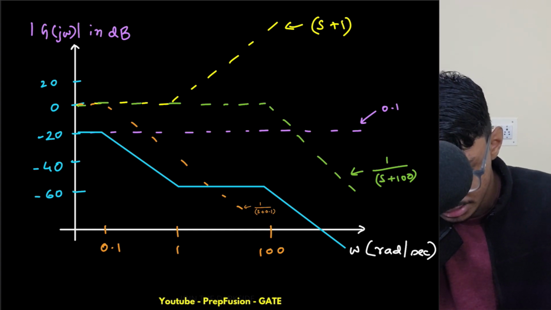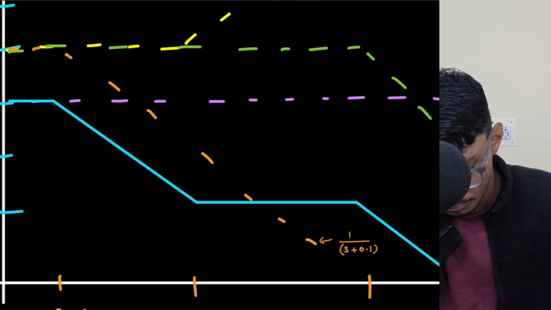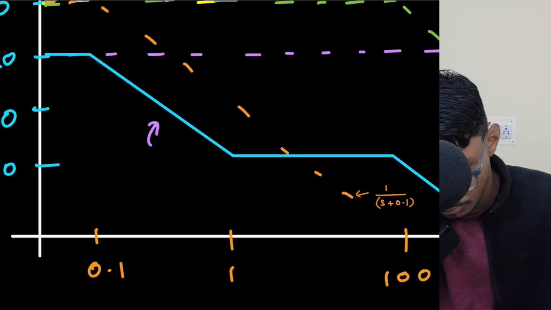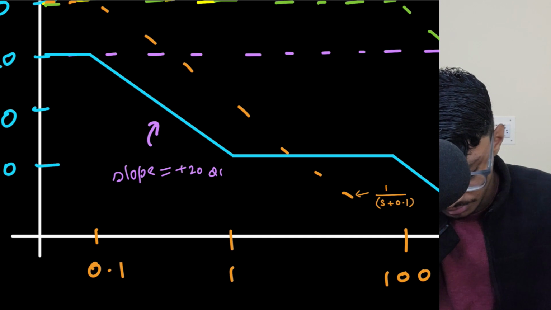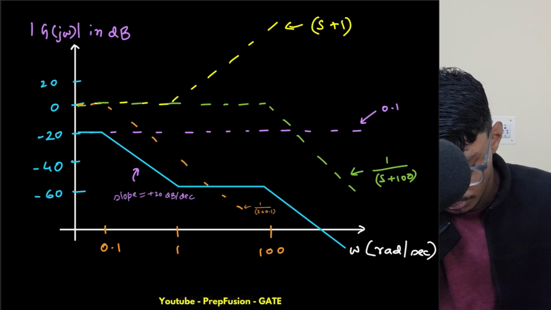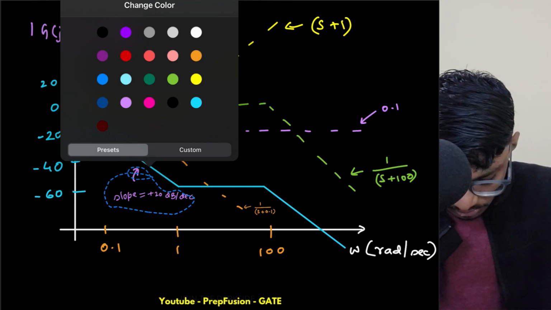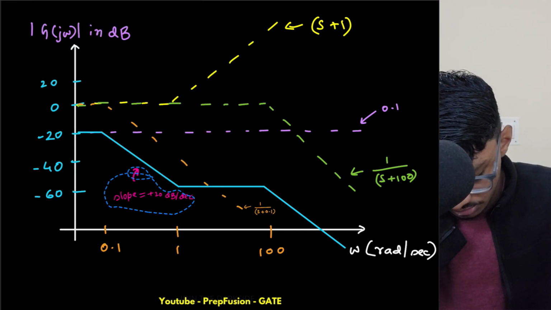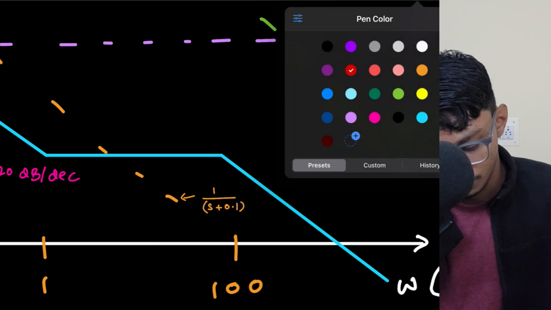So this will be my Bode plot. Here in this region, my slope will be plus 20 dB per decade. In this region, let me use some other color. What color shall I use? This one is good. In this region, what is my slope?